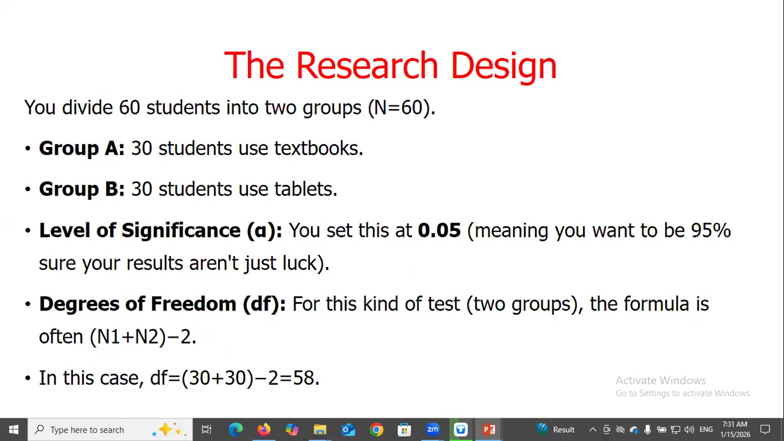The research design, for example: 60 students are divided into two groups. Group A, 30 students use textbooks. Group B, 30 students use tablets.